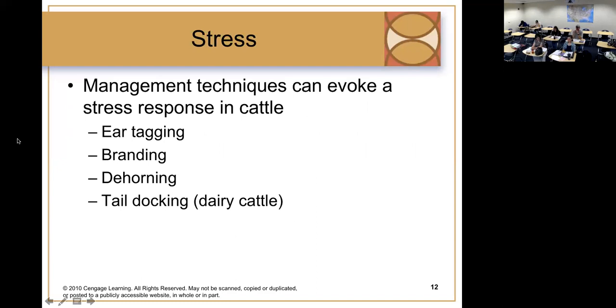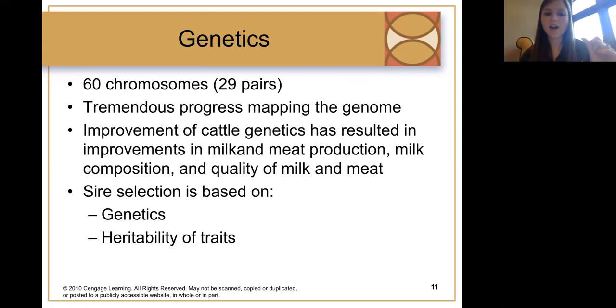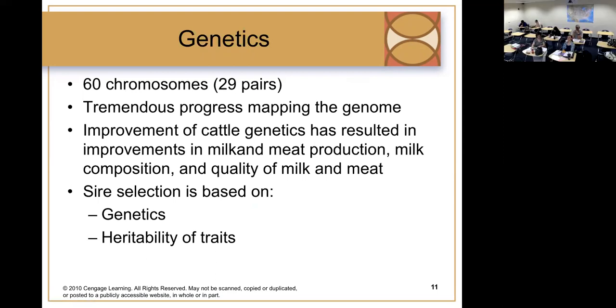I have a question on that slide. How is it 60 chromosomes and only 29 pairs? So that's not counting the sex chromosome. Okay. Oh, okay.